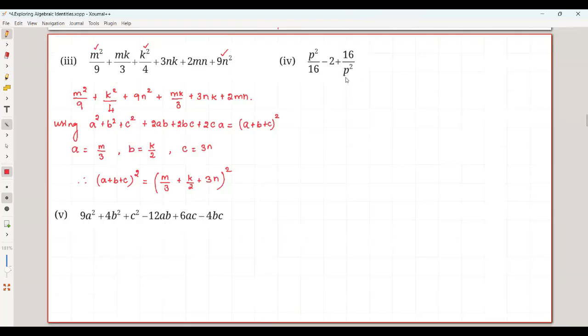Now, fourth question. As here everything is positive, I'm going with this shortcut. If it's negative, you have to write it out, then only we'll be getting it.